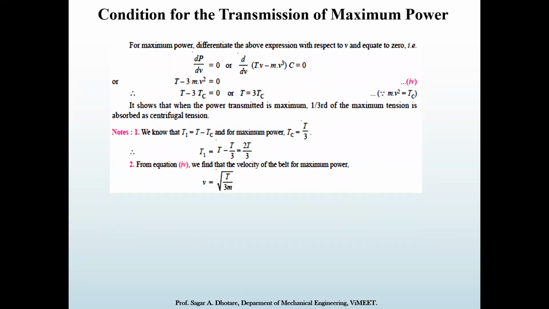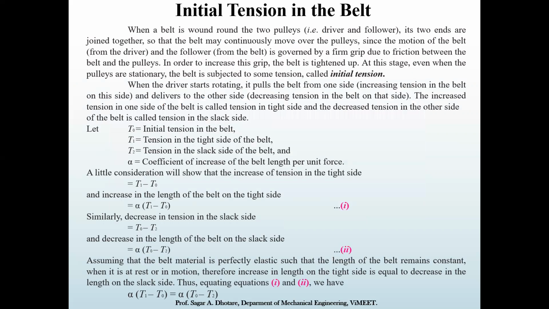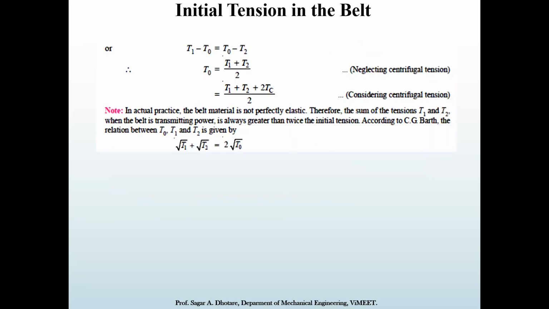Okay, so when we consider power transmission, it is maximum when one third of the maximum tension is absorbed by the centrifugal tension. So there are two equations which can be used for calculating the velocity and tension. Now, the initial tension in the belt. That comes from the coefficient of friction and the angle between T1 and T2. You can refer to this equation to get the initial tension in the belt.